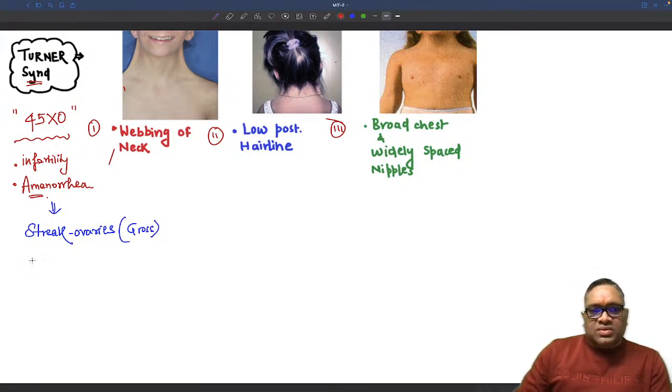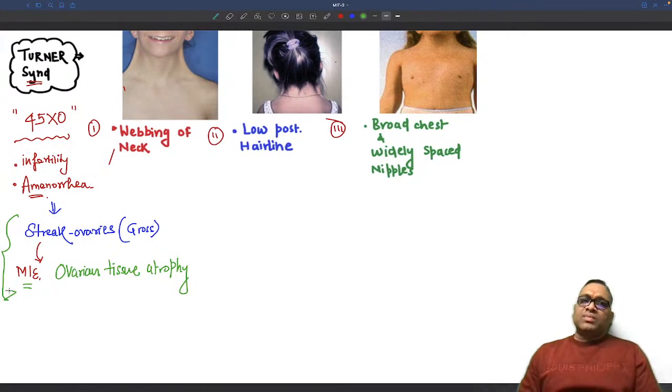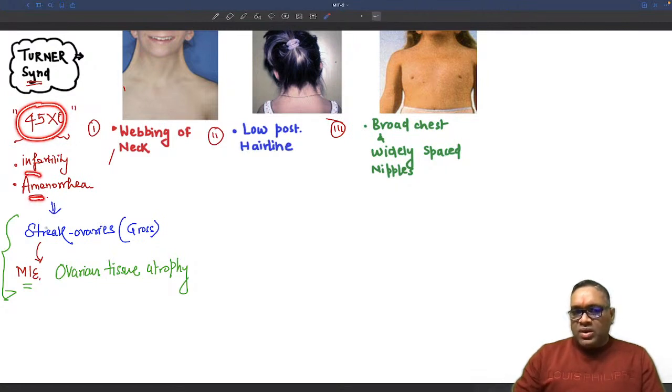On gross examination, when you see the ovaries, they are very small. They are called streak ovaries. When you do the microscopic examination of these streak ovaries, you will find ovarian tissue atrophy. So ovarian tissue atrophy will be the microscopic finding. That is again a very, very important point to remember in Turner syndrome. 45XO, infertility, amenorrhea because of small or atrophic ovaries, also called streak ovaries. That is the gross finding. On gross examination you will see small ovaries, but when you take a section from the ovary, you will see that the tissue has atrophy. So remember, this is a very, very important MCQ.